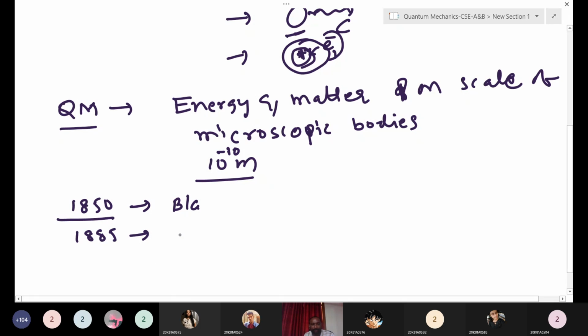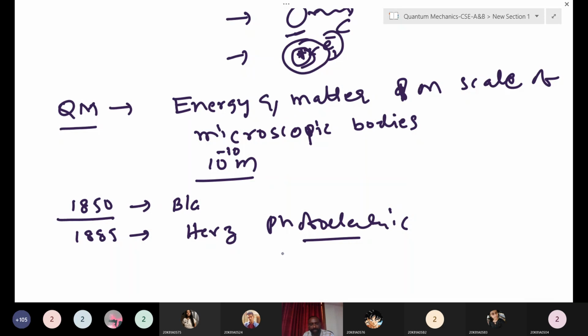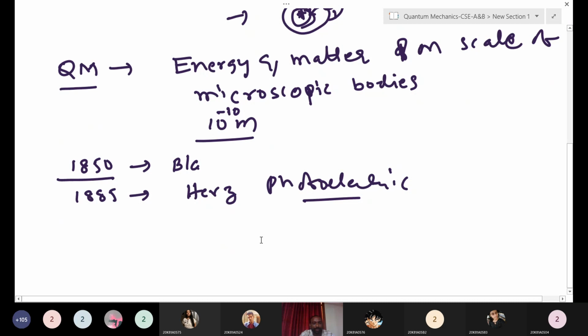In 1885 Hertz discovered the photoelectric effect. It is the next topic. What is the photoelectric effect? We will see. When you shine light on a material, it emits a stream of electrons. That is the photoelectric effect. We will see that later.